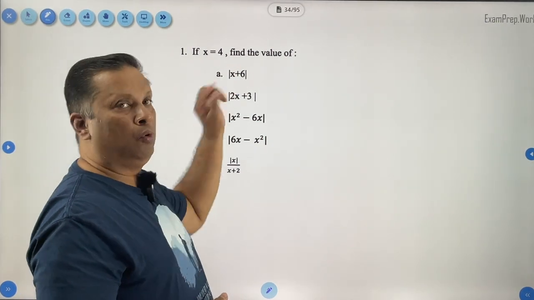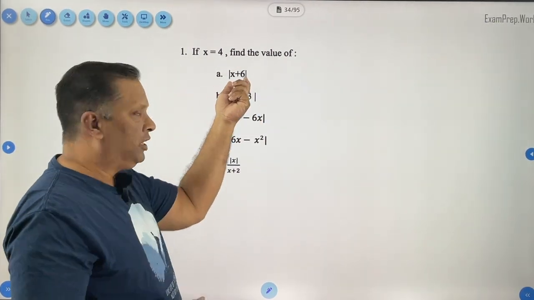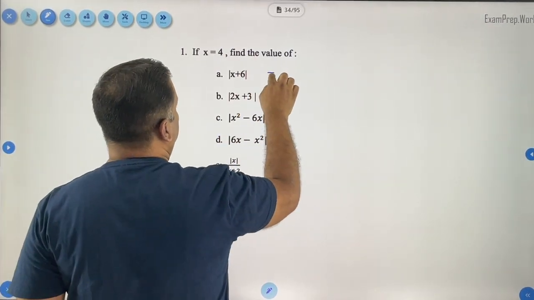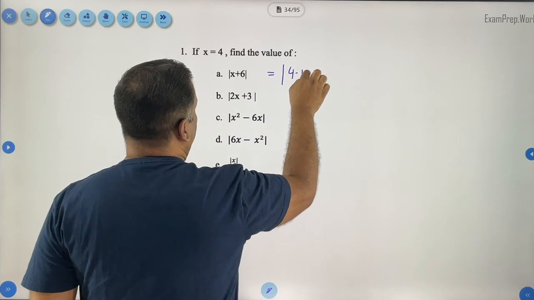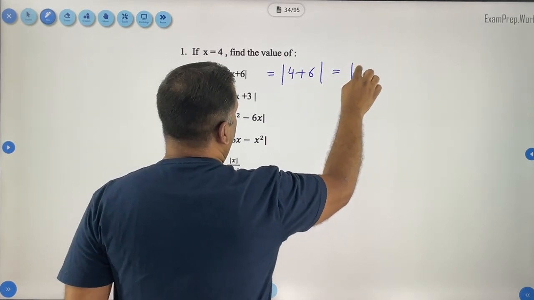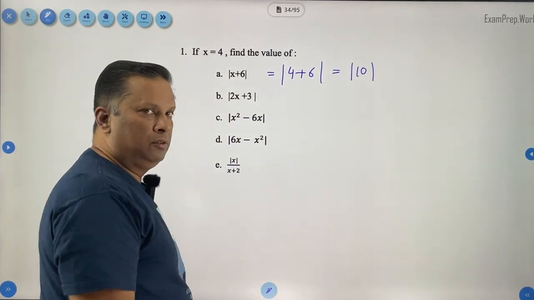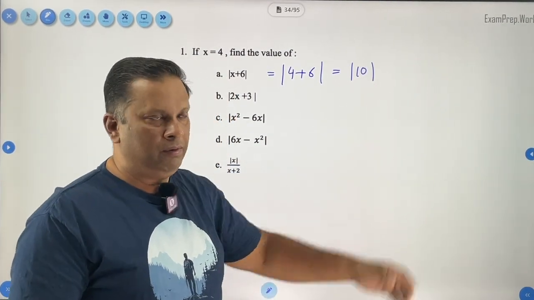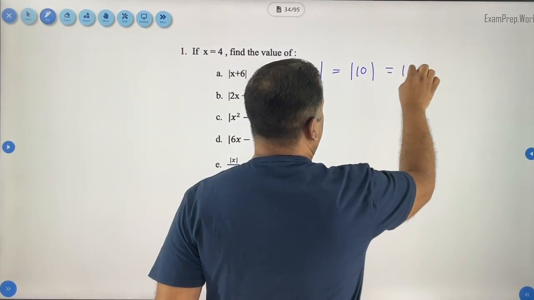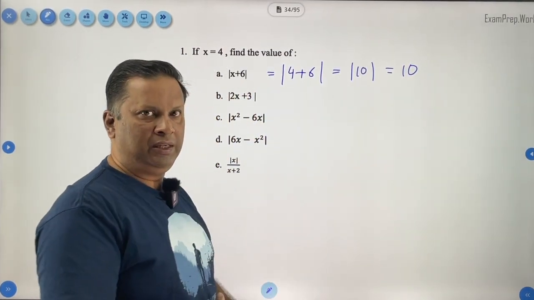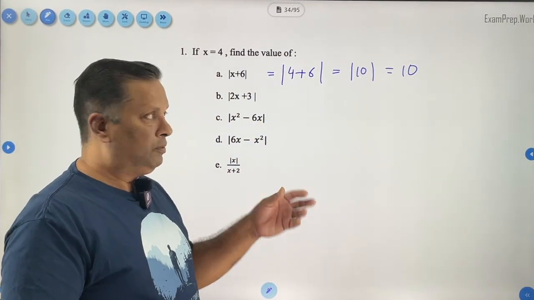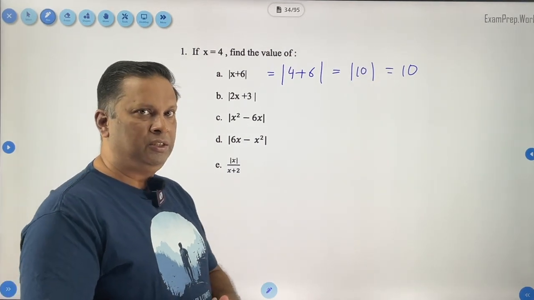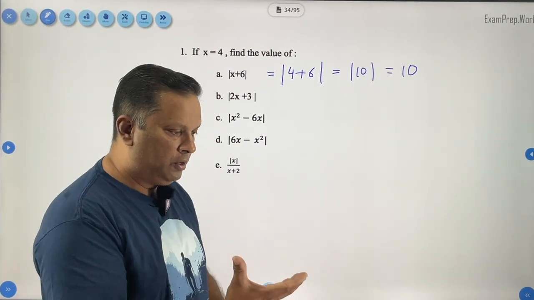So we have a very simple function. If x equal to 4, so the function is kept inside mod. So you just keep here, it is 4 plus 6 which equal to mod of 10, right? So mod of 10, because it's a positive number, without mod also it will become positive. So answer is 10. Very simple, correct? If it was a negative number, we will come to those kind of questions also, then also it will become positive.